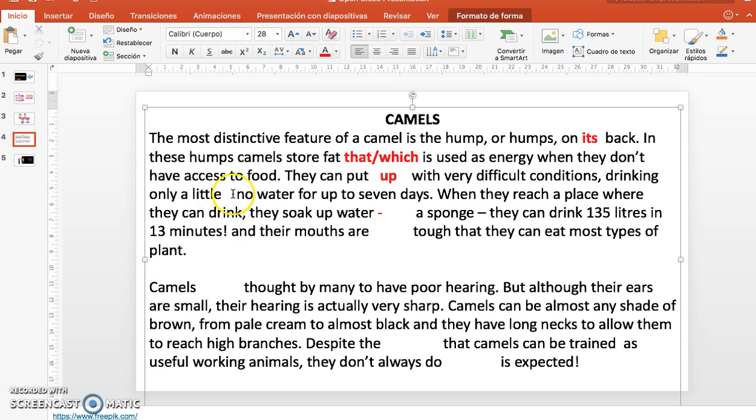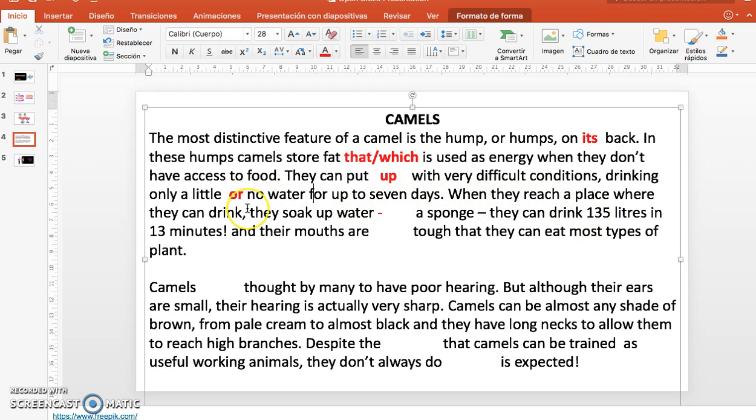Drinking only little or is the correct word here. Why are we using this conjunction here? Because we are talking about two options. We are connecting this idea, drinking only a little or no water. So we are connecting two ideas using the conjunction or, for up to 7 days.